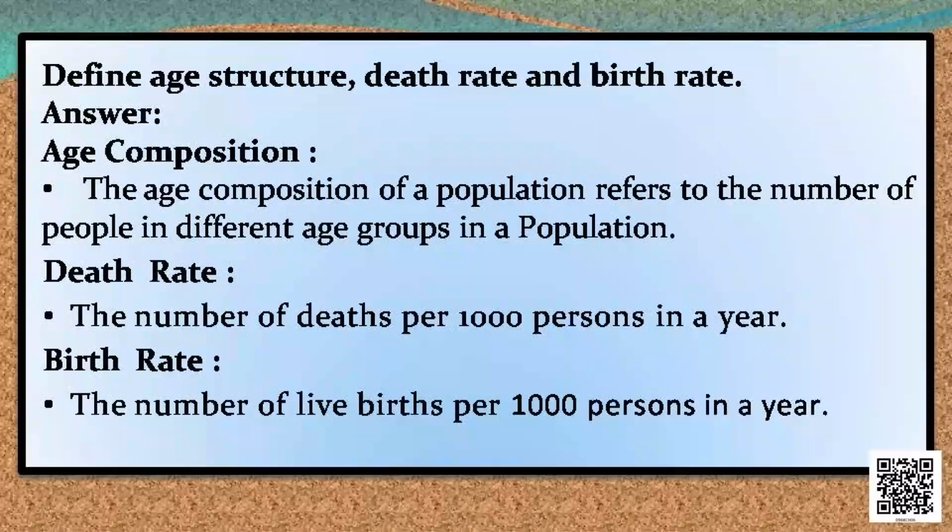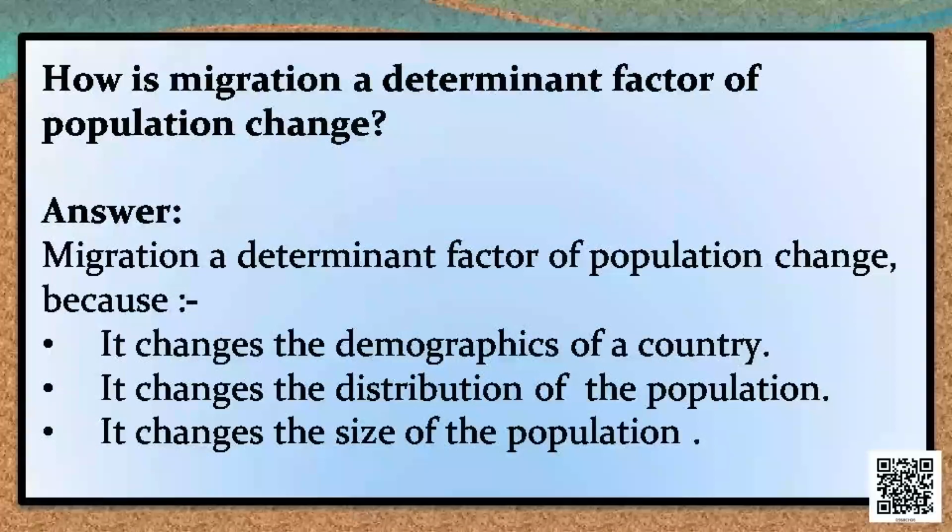Next question: how is migration a determining factor of population change? The answer is, migration is a movement of population across regions and territories. Migration can be internal, that is within the country, or international, between countries. Internal migration does not change the size of the population, but influences the distribution of population within the nation. Migration plays a very significant role in changing the composition and distribution of a population.